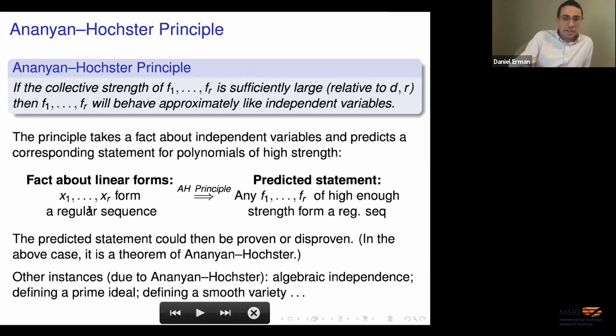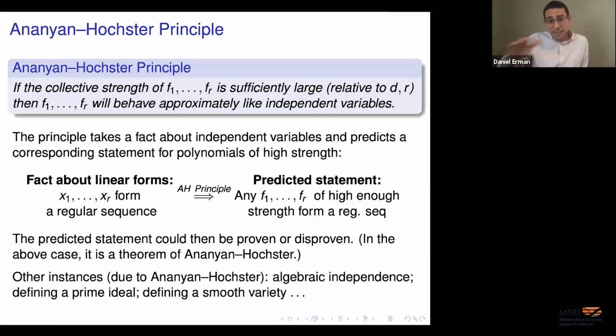So you start with a fact about linear forms. Like if you have R variables, they form a regular sequence. And then the principle predicts a statement, which would be that R polynomials of high enough collective strength would also form a regular sequence.